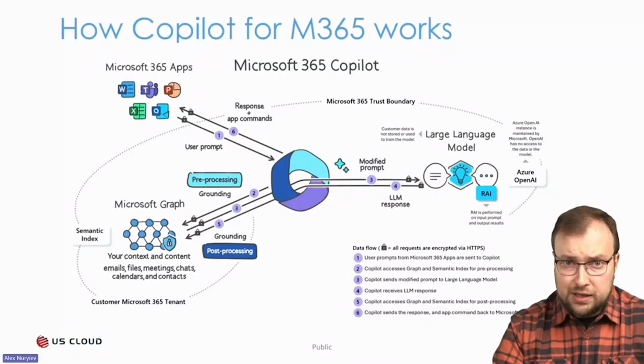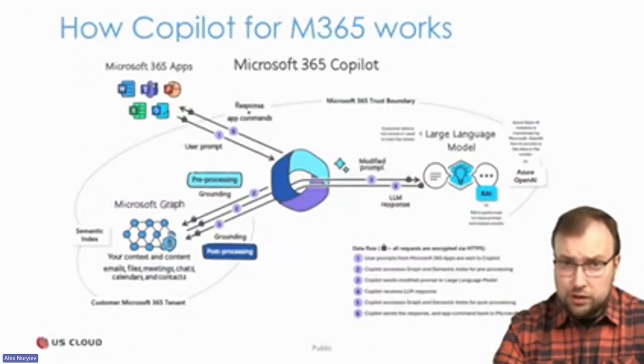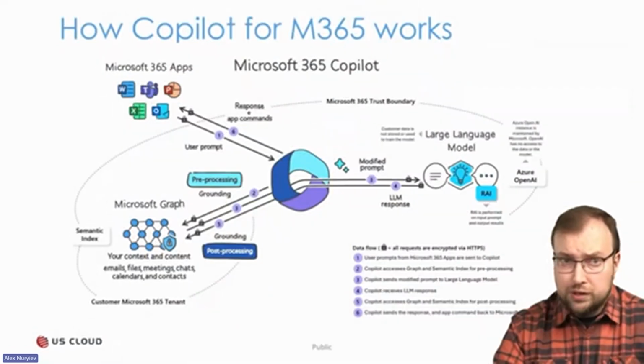Copilot only accesses data that an individual user has existing access to, based on, for example, existing Microsoft 365 role-based access control. Next, Copilot takes the response from the large language model and post-processes it. This post-processing includes other grounding calls to Microsoft Graph, responsible AI checks, security, compliance, and privacy reviews, and command generation. Finally, Copilot returns the response to the application, where the user can review and assess the response.